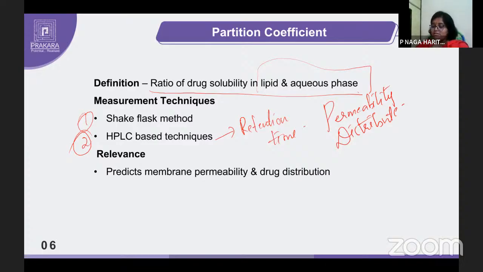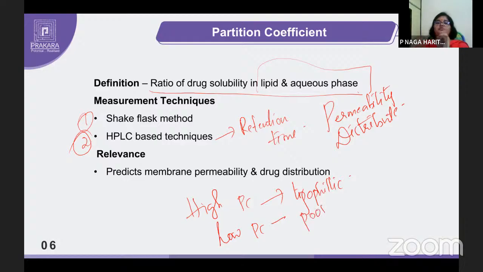So what is its relevance? For example, a high partition coefficient indicates that the drug is lipophilic in nature. When the drug is lipophilic, it is favorable for crossing the lipid membranes, whereas highly lipophilic drugs have poor solubility, right? And a low partition coefficient always means poor permeability, which may require modifications like prodrug strategies or even the use of permeability enhancers.